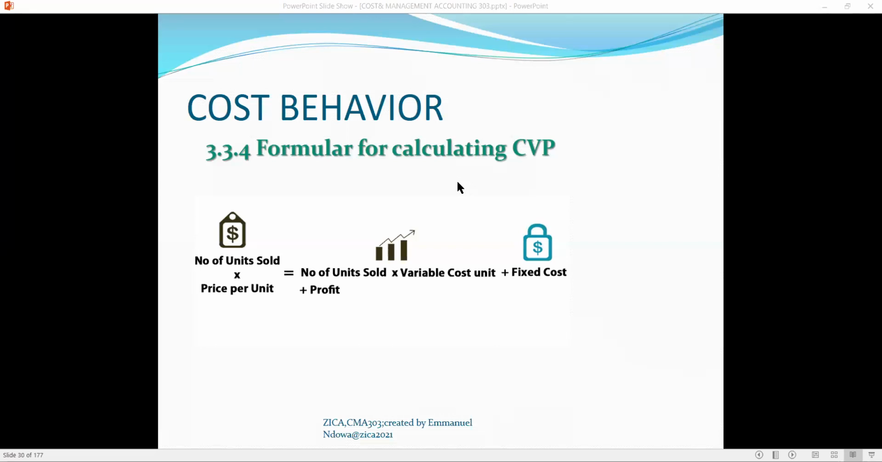Are we clear on that? If we are going to make some interchanges on that, in order to play around with the formula of the CV profit analysis.